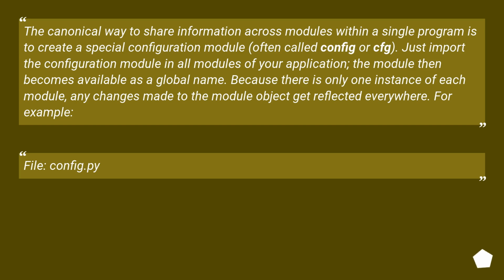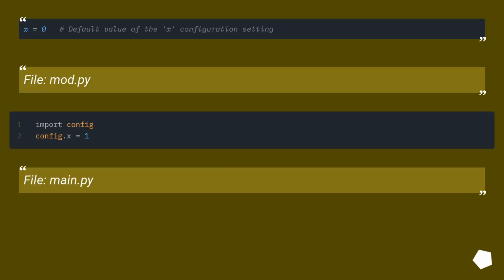The canonical way to share information across modules within a single program is to create a special configuration module, often called config or cfg. Just import the configuration module in all modules of your application. The module then becomes available as a global name. Because there is only one instance of each module, any changes made to the module object get reflected everywhere. For example, file config.py. File mod.py. File main.py.